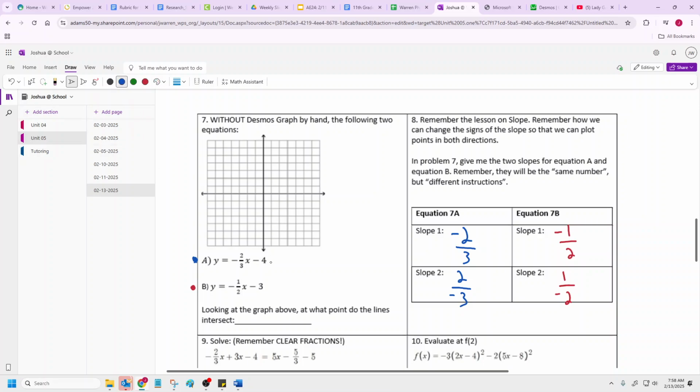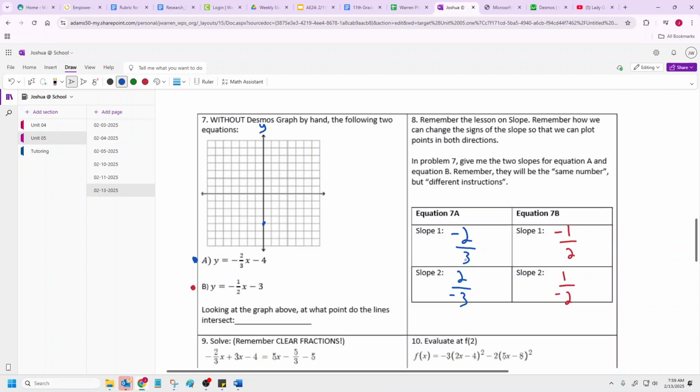-4, this is my y-intercept. So starting here, this is my y-axis, y'all. Starting here, I'm going to go down -4. 1, 2, 3, 4. Boom. I've now started. Remember, the numerator is up or down. When it's negative, that means go down 2. So I'm going to use the first slope. It says go down 2, 1, 2.